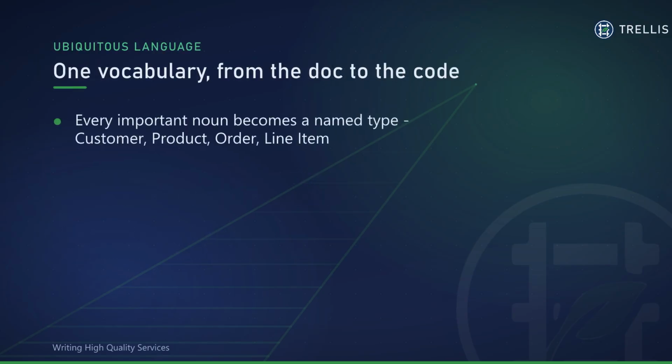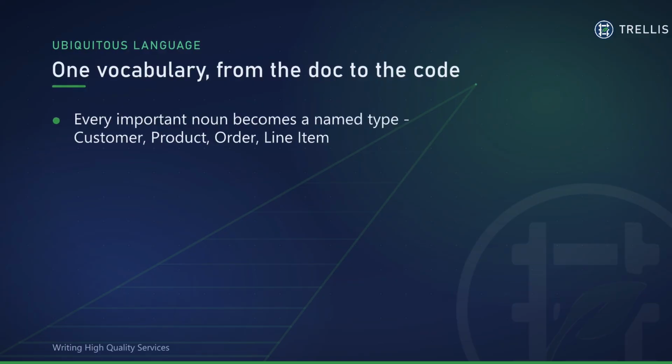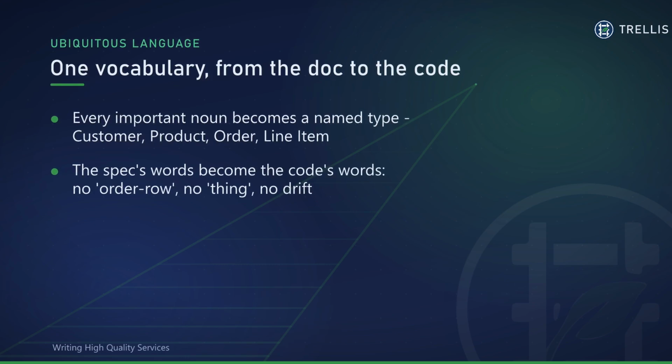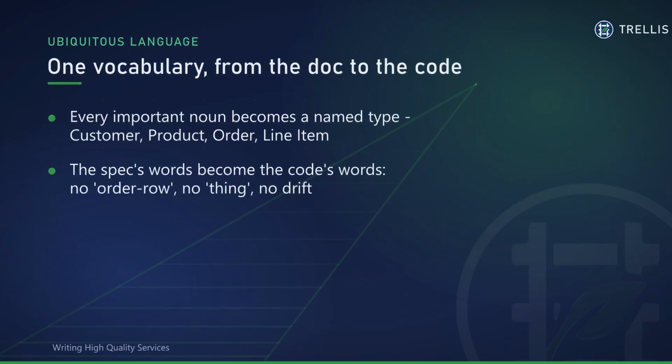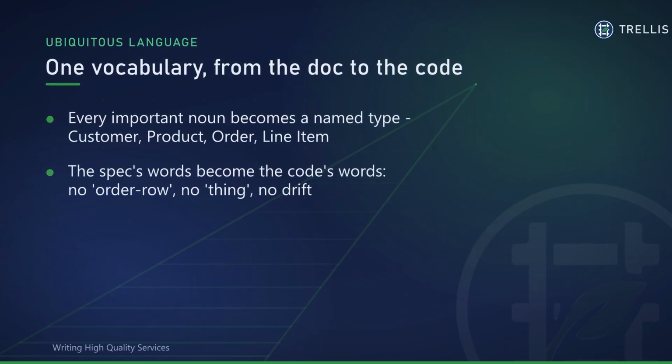Start with the nouns. In our spec, the important ones are right there in a glossary: customer, product, order, line item, actor, payment. Each of those becomes a named type in the code. And here's the discipline. You keep the exact words. If the spec says line item, your code has a line item, not an order row, not a generic item, not a thing.